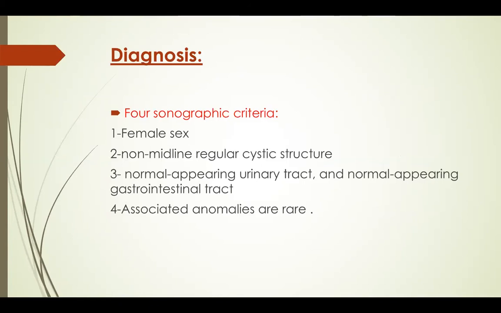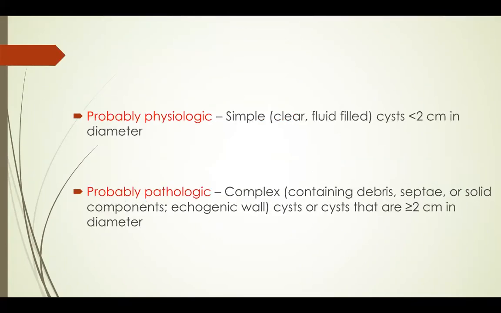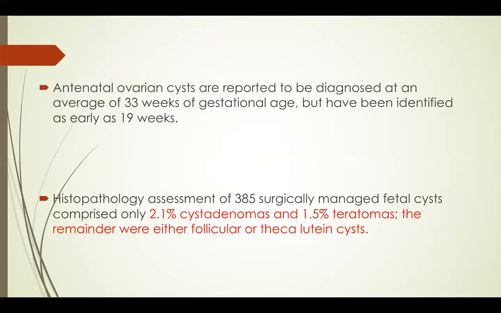If we have a female, non-midline regular cystic structure, a normal appearing urinary tract, normal appearing GI system, and no other associated anomalies, we think about a benign physiological ovarian cyst. What are the characteristics in the ultrasound? We think about physiologic if it's simple, clear, less than 2 centimeters. We think about pathologic if it's complex, there is any symptom, solid component, echogenic walls, and if the cysts are big.